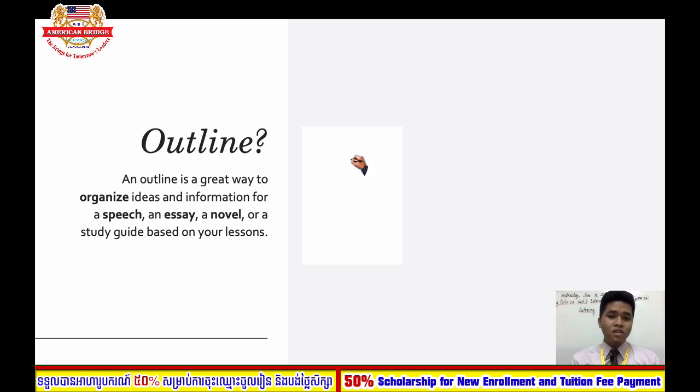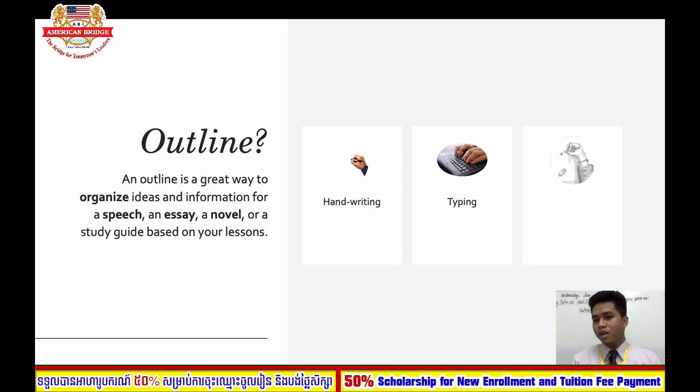In outlining, there are many ways that you can do the outline. You can write by hand in a quick note, or you can type it on your computer using your keyboard. Last but not least, which is the most interesting thing, you can even draw a picture for your outline. Okay.